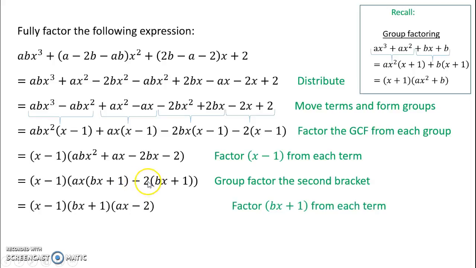Then the last step would be to factor out the common bracket here, bx plus 1. If we factor out the bracket, we're going to have bx plus 1 and ax minus 2 left in this bracket. So this is now fully factored: we have x minus 1 times bx plus 1 times ax minus 2.